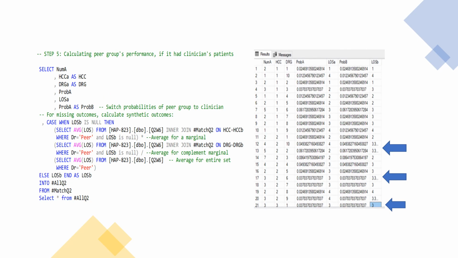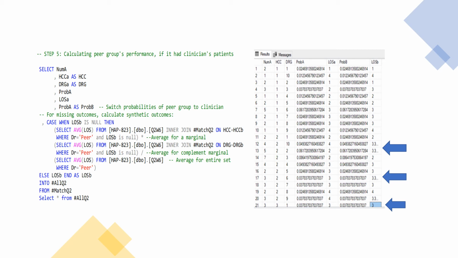In the next step, we are calculating the peer group's performance if it had clinician patients. And then we are switching the probability of peer group to clinician. For missing outcome, we calculate the synthetic outcomes based on the marginal average approach. So we technically take the product of the average length of stay for each covariate in each provider group, and then divide it by the average length of stay in that particular group.